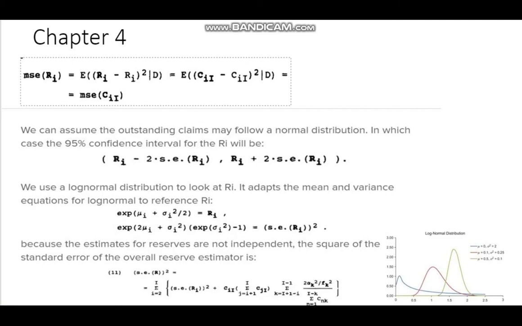Chapter 4 then concludes by choosing which distribution would be best to measure our reserve. It determines that log normal is best and adapts the log normal formulas to the mean and variance of our reserve, and gives us the formula for the squared standard error of the reserve.